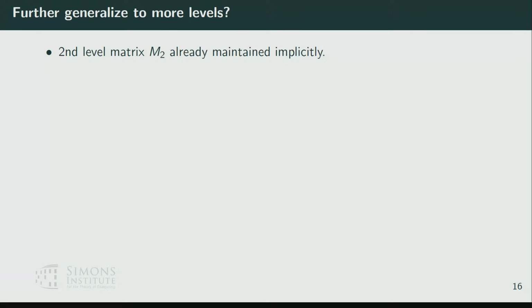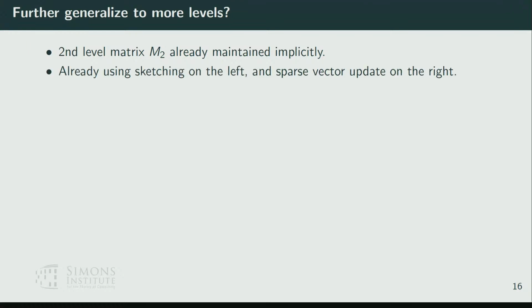Well, first of all, there are some technical reasons why this might be hard. One is that we're already maintaining this second level matrix implicitly, and it's hard to imagine how to do it even more implicitly in the third level and more levels. And second is that we are already using this sketching technique that reduces the dimension on the left, and we also exploit the sparse vector update on the right. So we do need those lower dimensions on the two sides. And it's hard to imagine where the third side would be, because you only have two sides of the matrix.